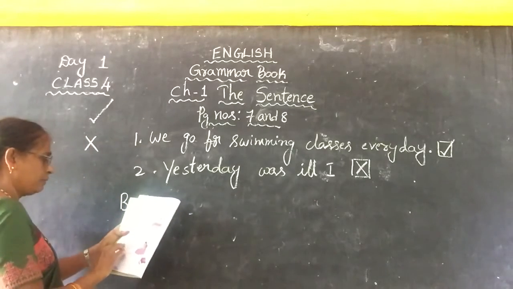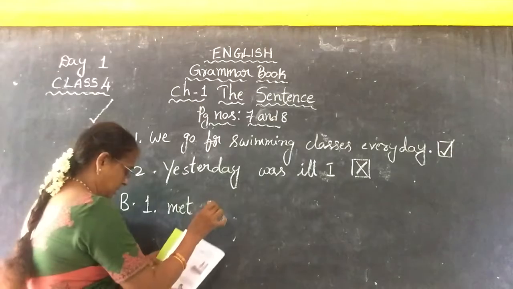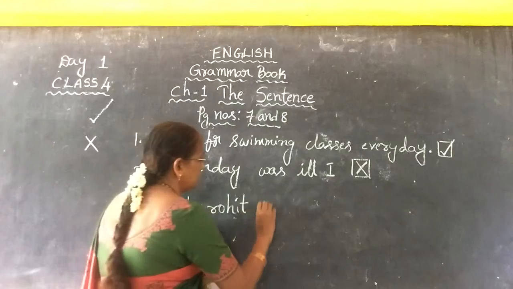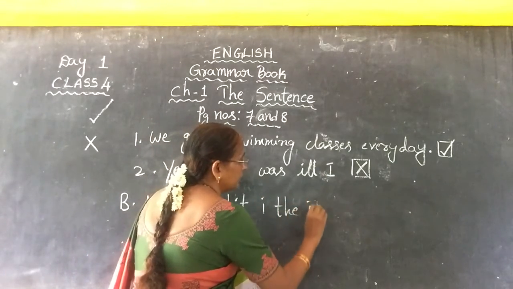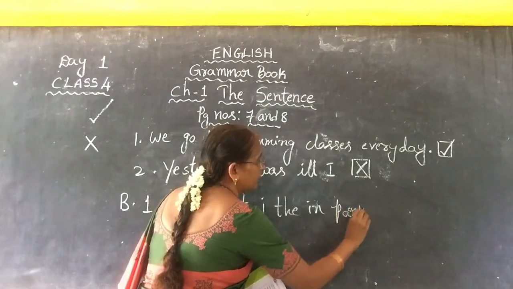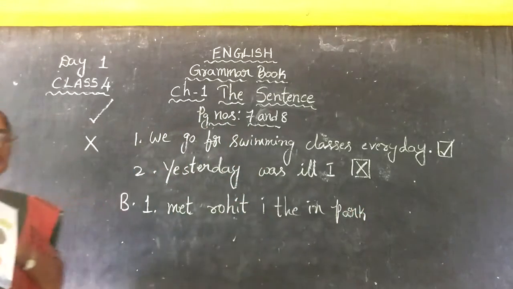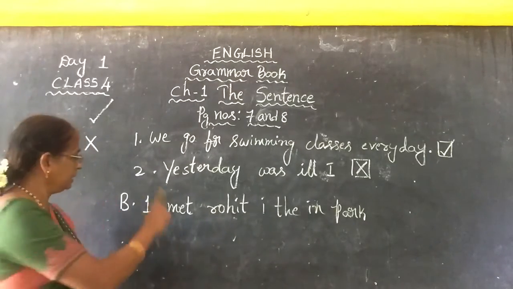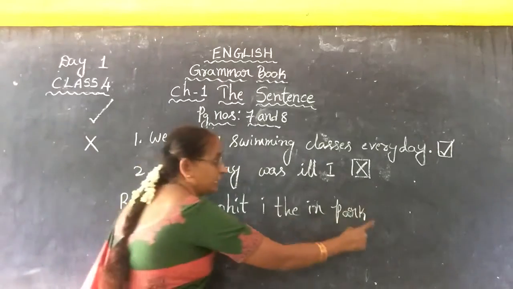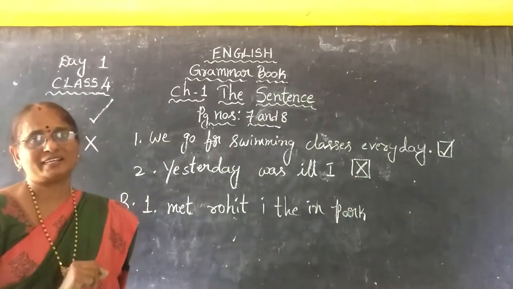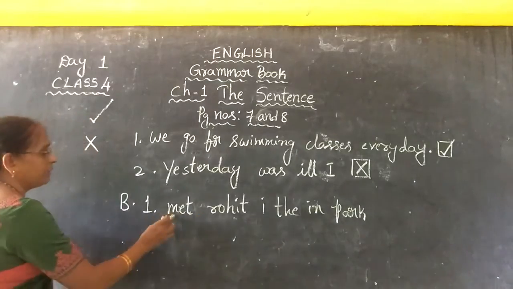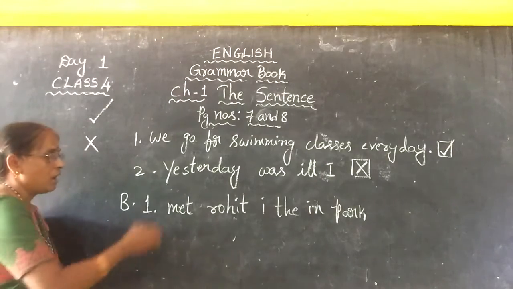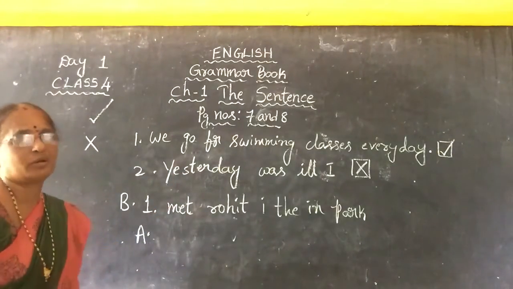That is the first one. Met Rohit in park. Okay, children. See. What is the heading here? Proper noun starts with a capital letter and the beginning letter also a capital letter. End with any punctuation mark according to the sentence, children. Meaning of the sentence. See, met Rohit in park. A group of words are there. All these groups of words we have to write in a proper order.